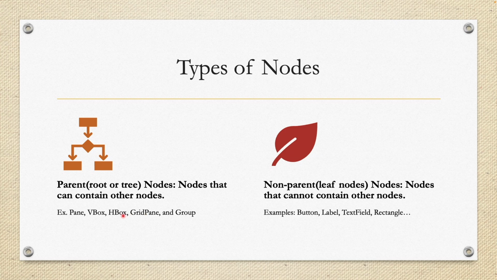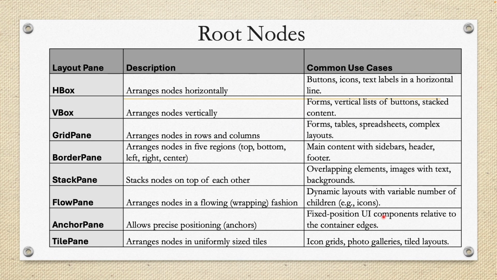Here are some examples: Pane, VBox, HBox, GridPane, Group. All of those are responsible for coming up with the arrangements for the components. And non-parent nodes, or we sometimes call these leaf nodes, are the ones that cannot contain other nodes, such as button, label, text field, or shapes. So here are types of root nodes that you can use. I put them into a chart so that you can see what each one of them does, and also the common use cases for each one of them.